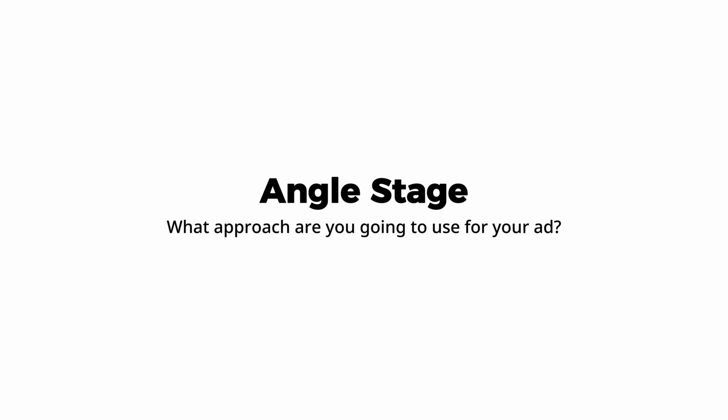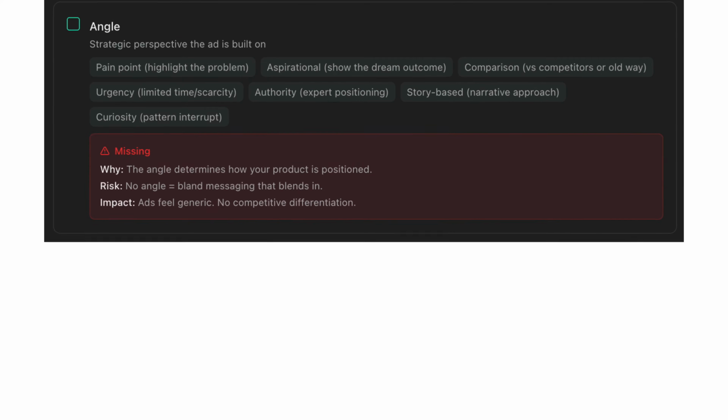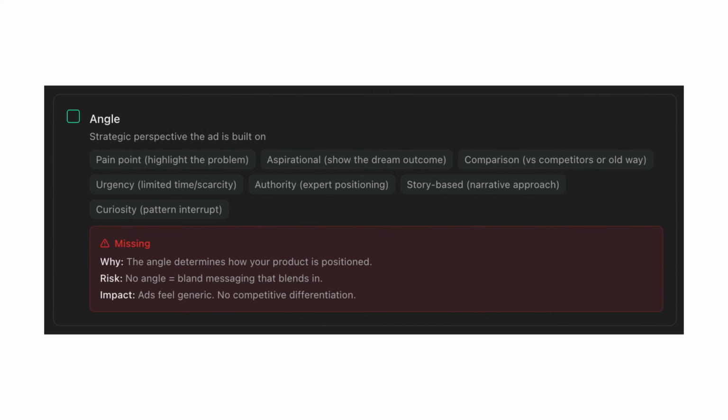Once you're done, you then move on to the angle. The angle is pretty straightforward, okay? So there's the pain points, there's aspirational, there's comparison, there's urgency, there's authority, there's story-based, there's curiosity.